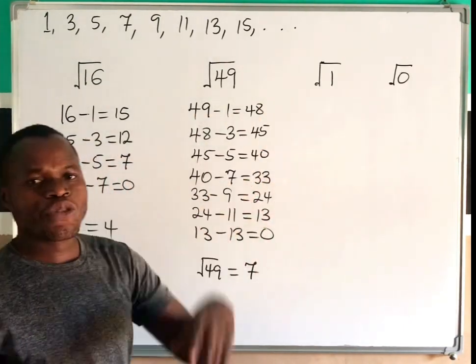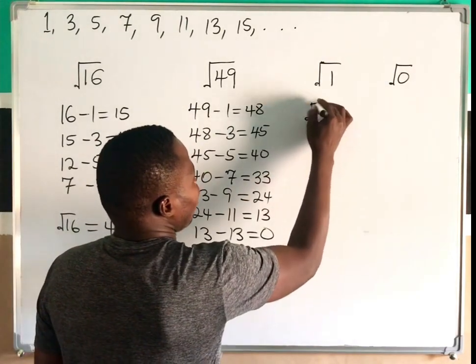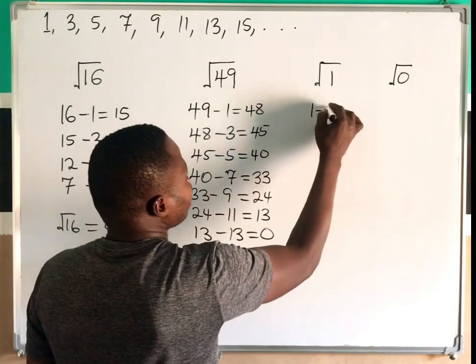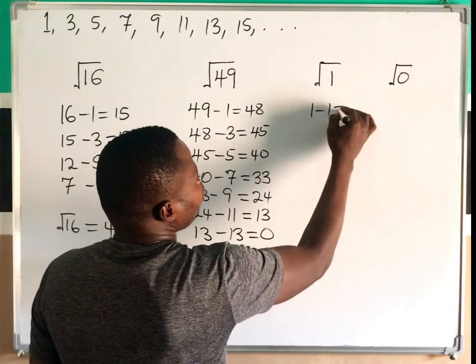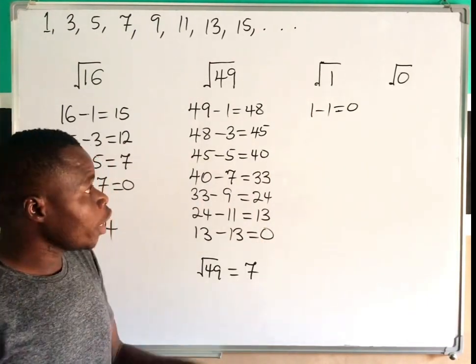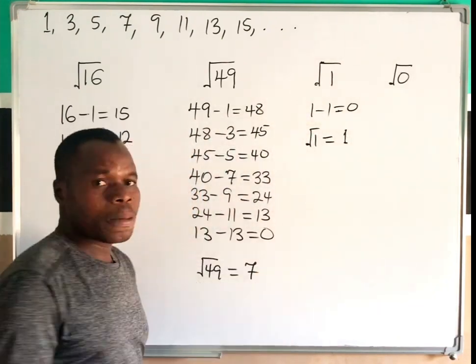Now let's move to how to find the square root of 1. So, the square root of 1. What I'll do is just take 1 and subtract the first odd number from it. 1 minus 1 is equal to 0. So you see that in this one we have just done 1 subtraction and our result is 0. It means that the square root of 1 is equal to 1.